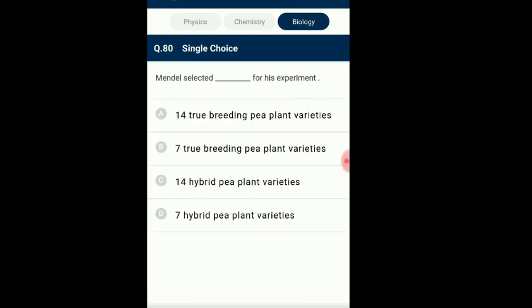Question number 80. Mendel selected dash for his experiment. Mendel selected 14 true breeding plant varieties and 7 pairs of contrasting characters for his hybridization experiment. A true breeding line is one that, having undergone continuous self-pollination, shows stable trait inheritance and expression for several generations. So the answer for this question is option A, 14 true breeding pea plant varieties.